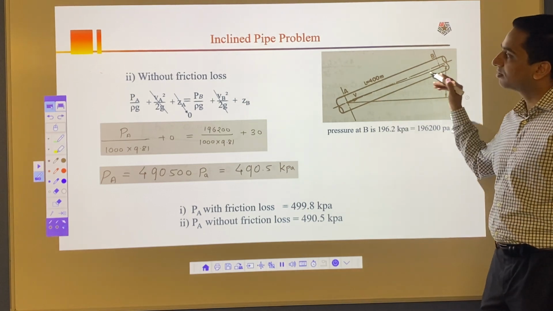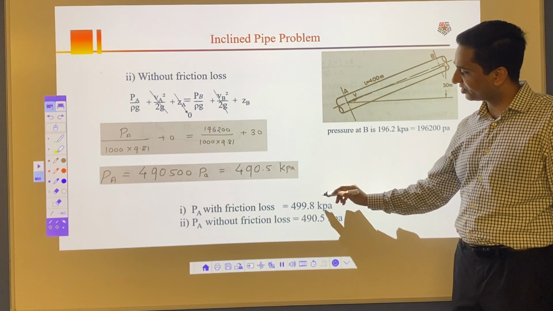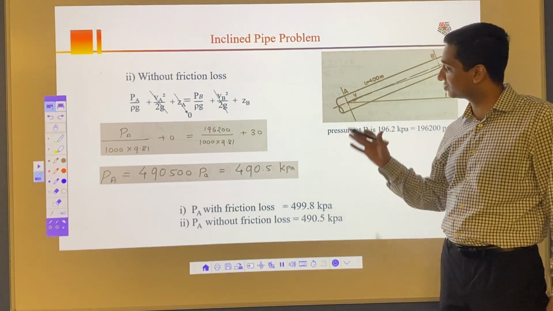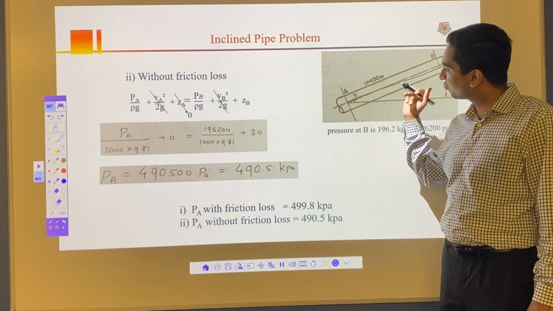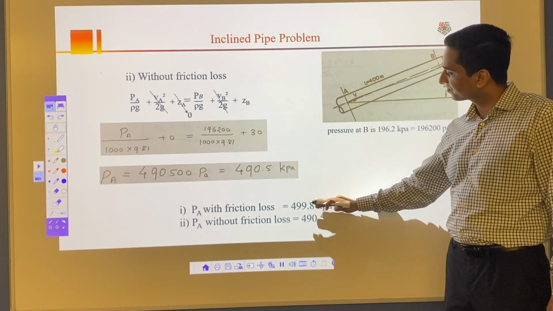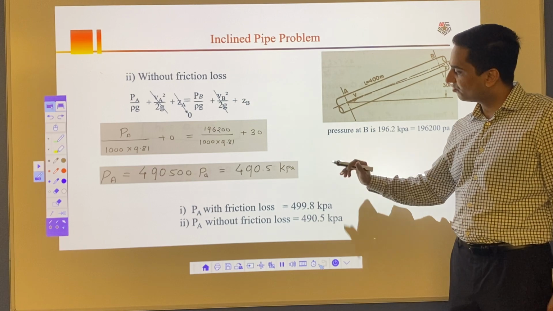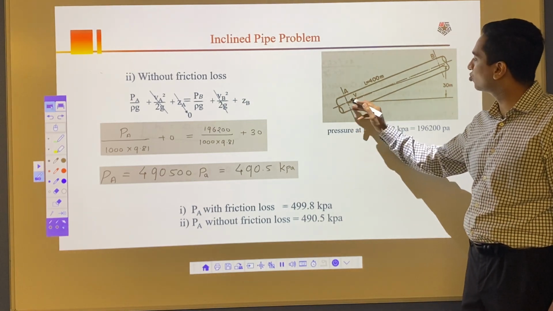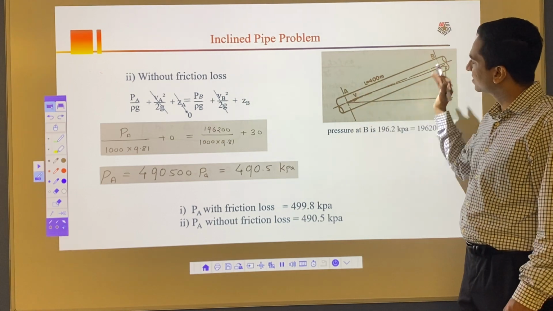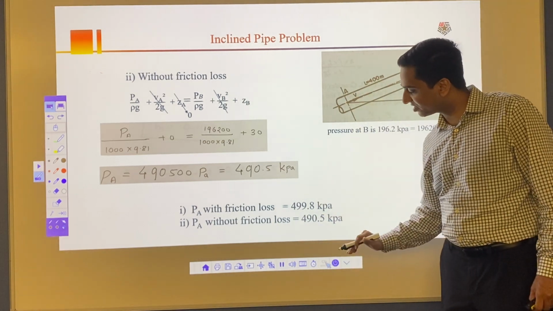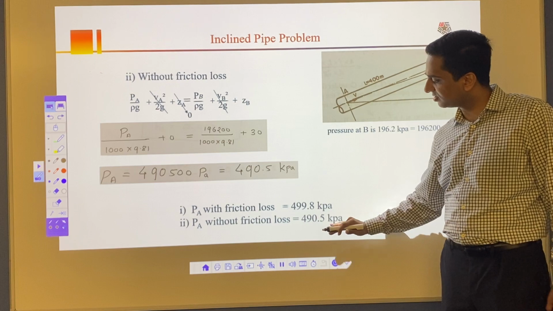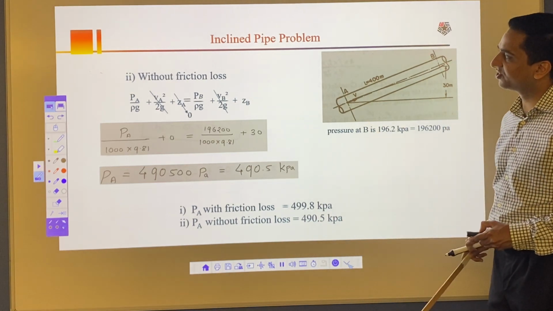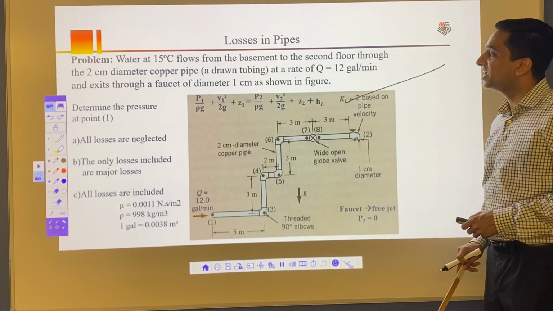The more the length, the more the head loss, and the difference will be even more. So whatever it is, it's 400 meters. Instead of 400 meters, if it were 4,000 meters, then the PA with friction will be significantly higher. You need very high pressure to overcome that friction in the pipe. So that's how you can compare these values, 500, 490, a 10 kilopascal difference to overcome friction, with friction loss and without friction loss.